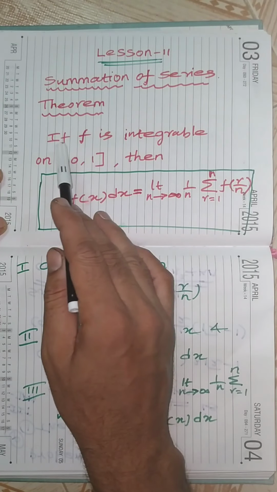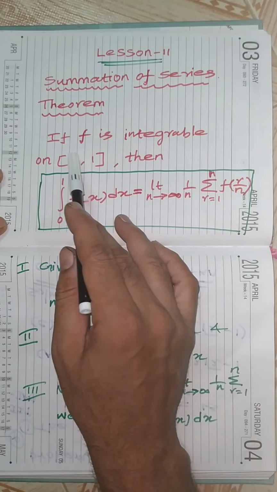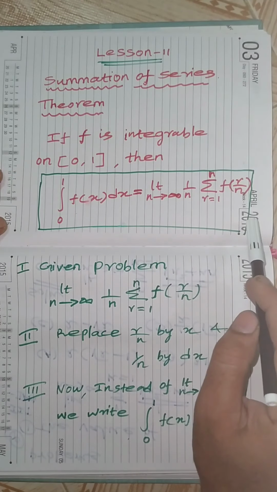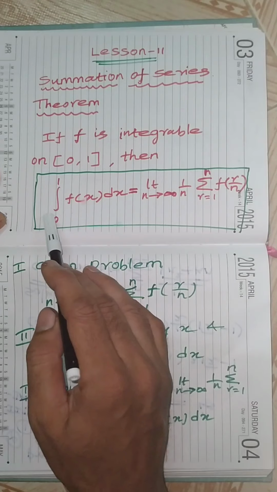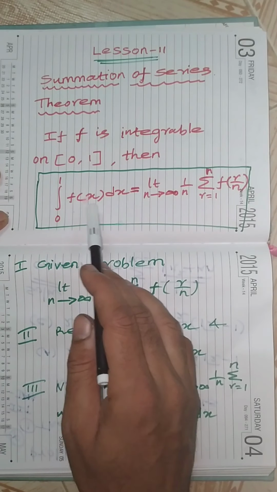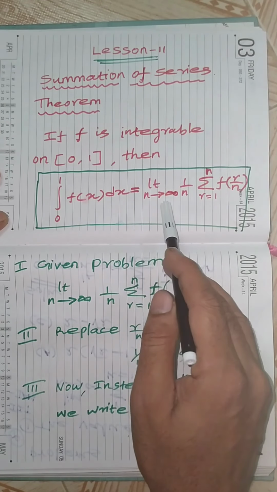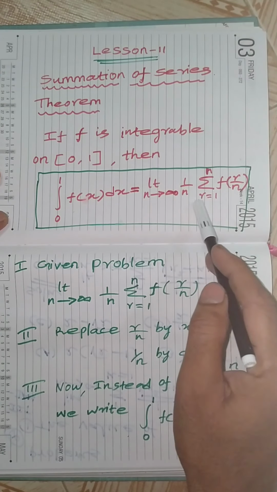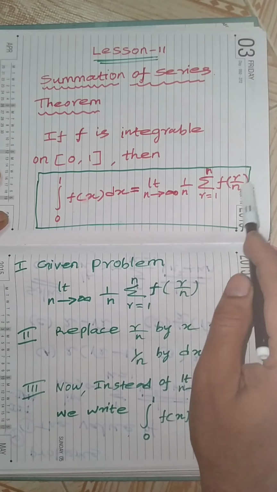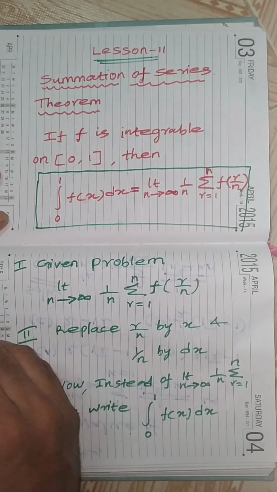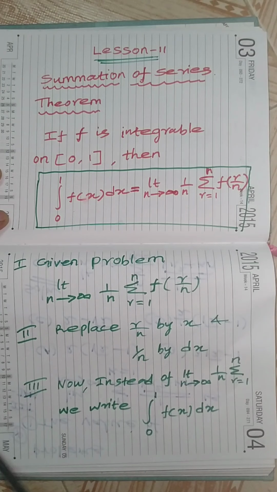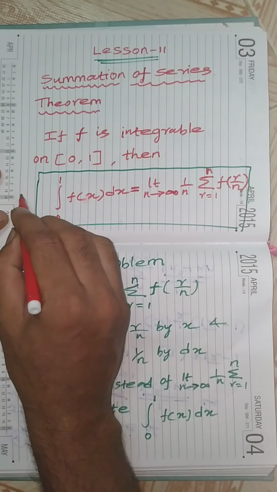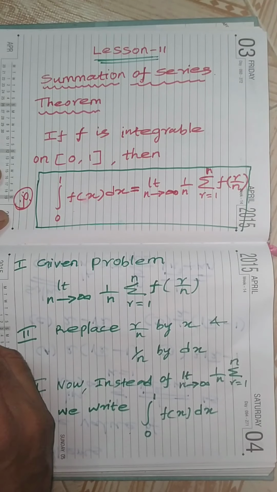The well-known theorem: if f is integrable on the closed interval 0 to 1, then this is our required result. The integral from 0 to 1 of f of x dx is equal to the limit as n tends to infinity of 1 divided by n times the summation, r varies from 1 to n, of f of r by n. This we have already studied even at plus 2 level.